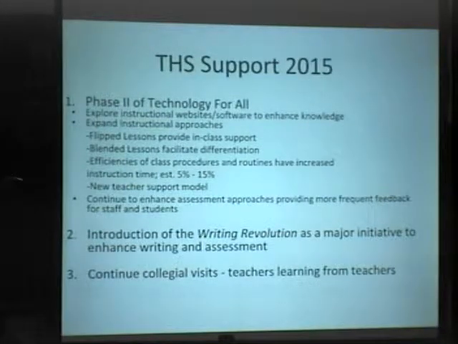Basically we're in phase 2 of technology, so we're exploring the websites and software to enhance knowledge. We're looking at instructional approaches. Now that we're in phase 2, Ms. Ornstein brought back from the Syracuse University Professional Development the idea of a flipped lesson. Just to give you an overview, it's basically the lecture is videotaped and the students review the lecture aspect at home, 15, 20 minutes.